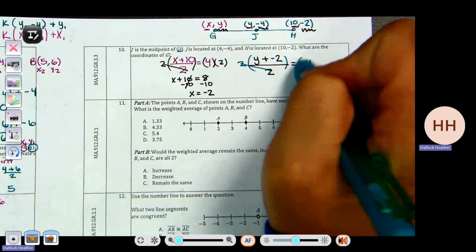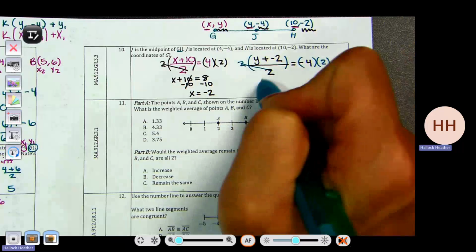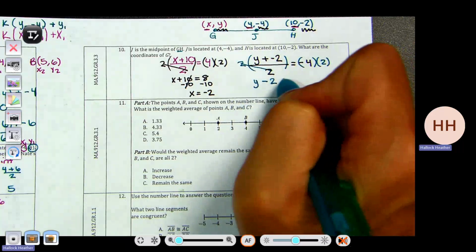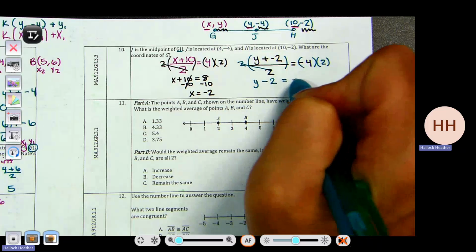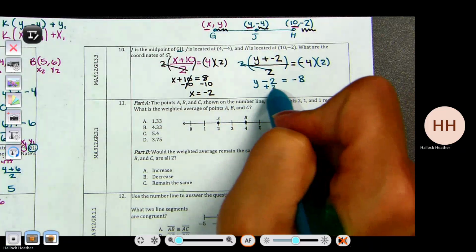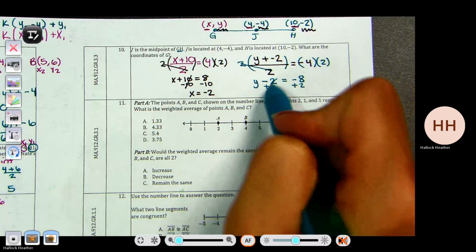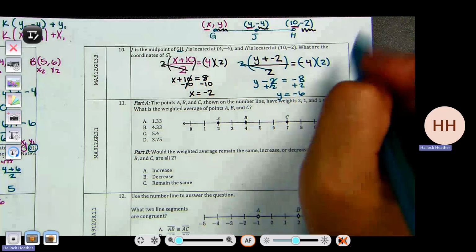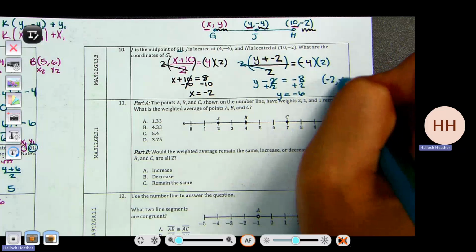Cross it out, move it to the other side. So I have Y minus 2, because when you're adding a negative, it's really just minus, equals -8. And I have to solve for Y, so I add 2. So Y equals -6. So my coordinate is (-2, -6).